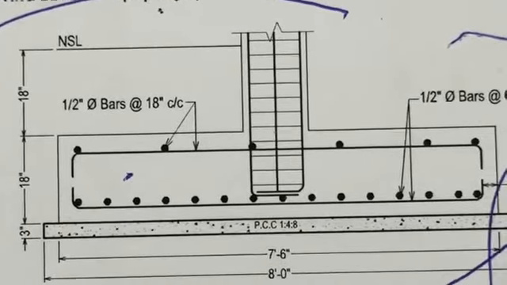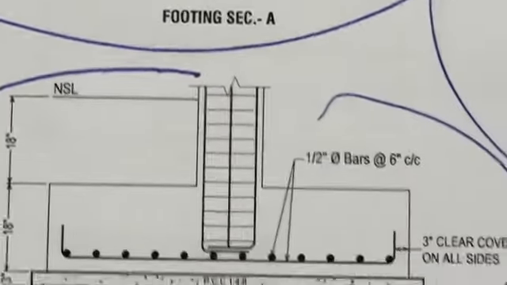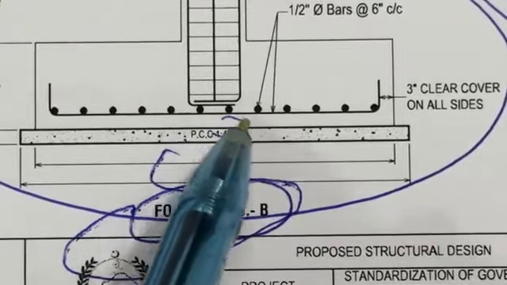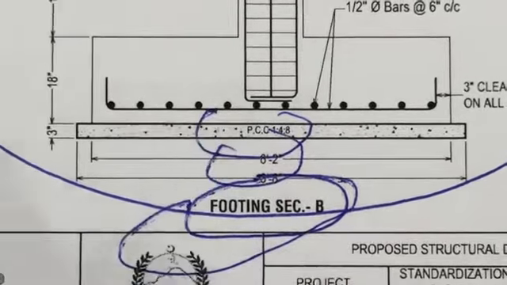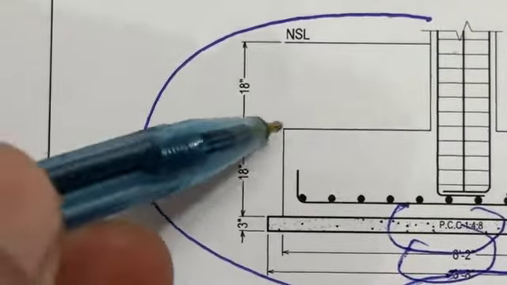Now, guys, you can see here for this one, footing section B. You can see this is footing section B. So 6 feet and 2 inches. We did the PCC with the thickness of 3 inches. You can see 1:8 ratio, and the bed depth is 18 inches.